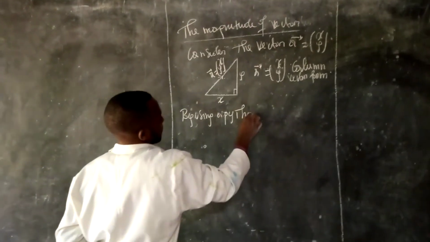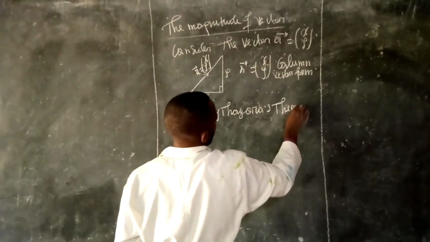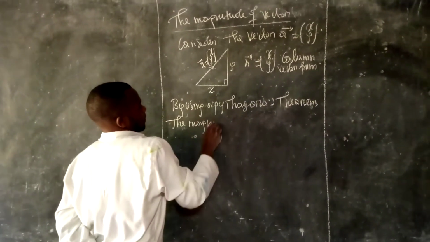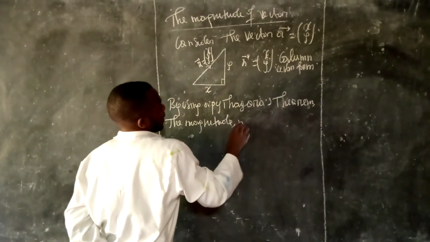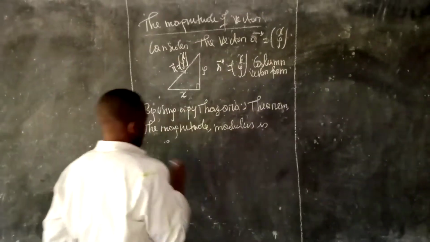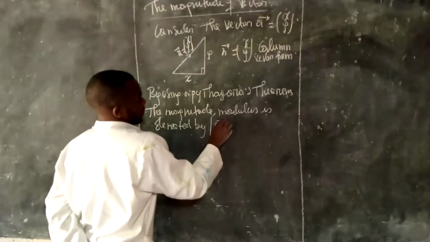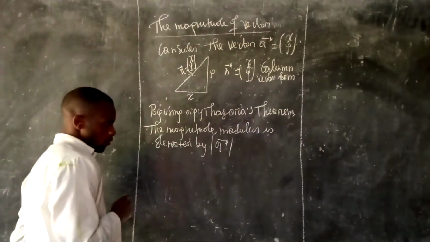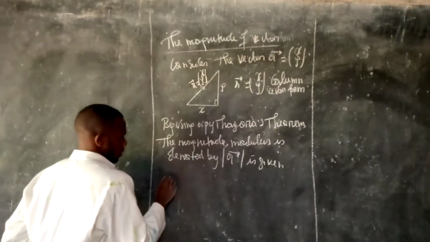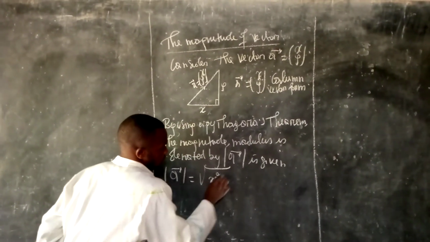Okay. So now to find the magnitude of a vector, by using Pythagoras theorem, the magnitude, or what you call modulus. Modulus is denoted by this side, |A|, the vector A. This one is the magnitude of A, or the modulus of A, which is given by the square root of x squared plus y squared.